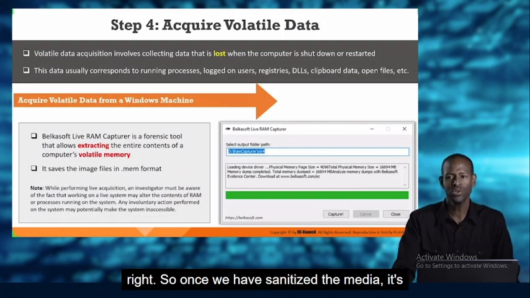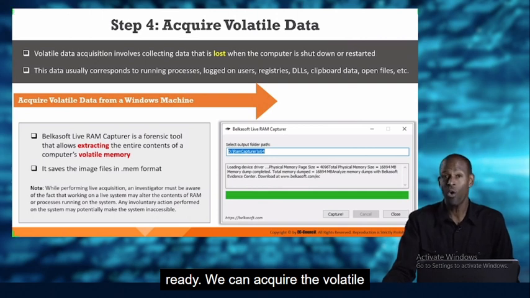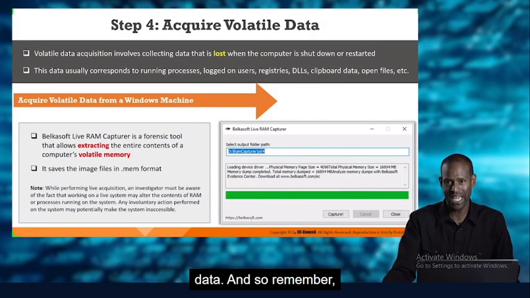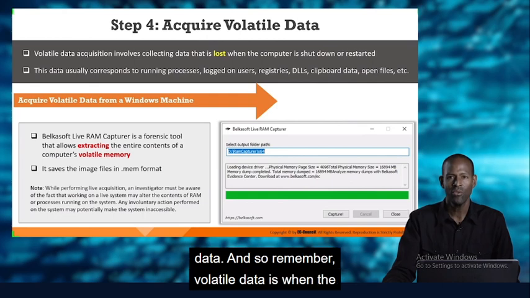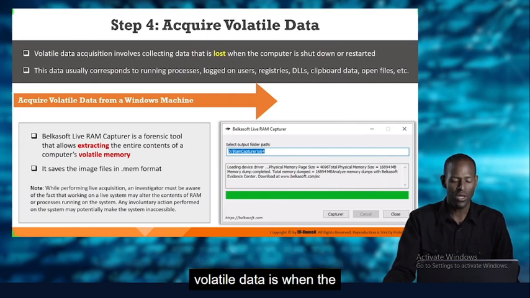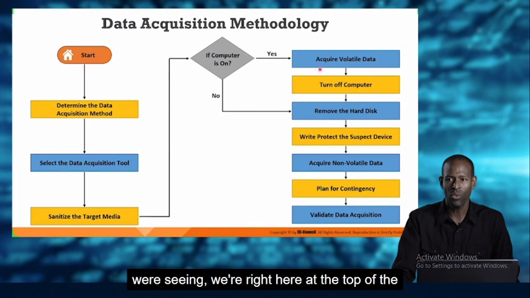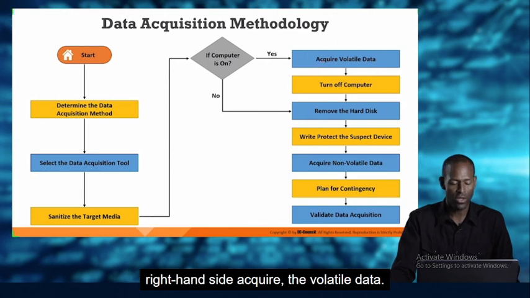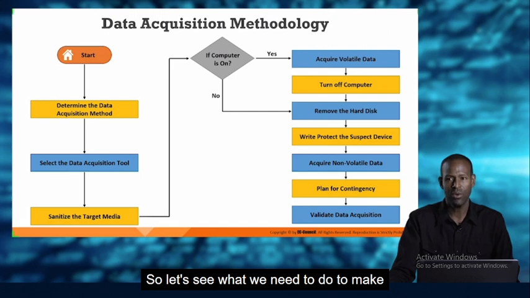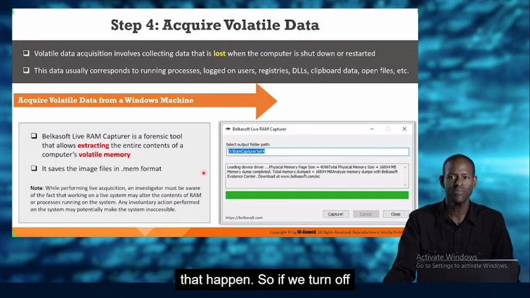All right, so once we've sanitized the media, it's ready, we can acquire the volatile data. And so remember, volatile data is when the system is turned on. So that is right here. Previously we were seeing, we're right here at the top of the right-hand side, acquire the volatile data. So let's see what we need to do to make that happen.